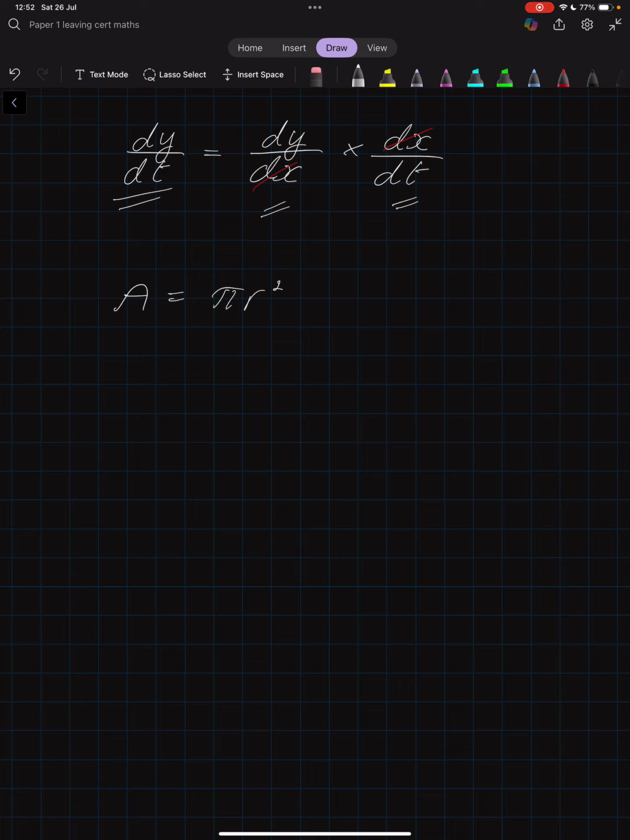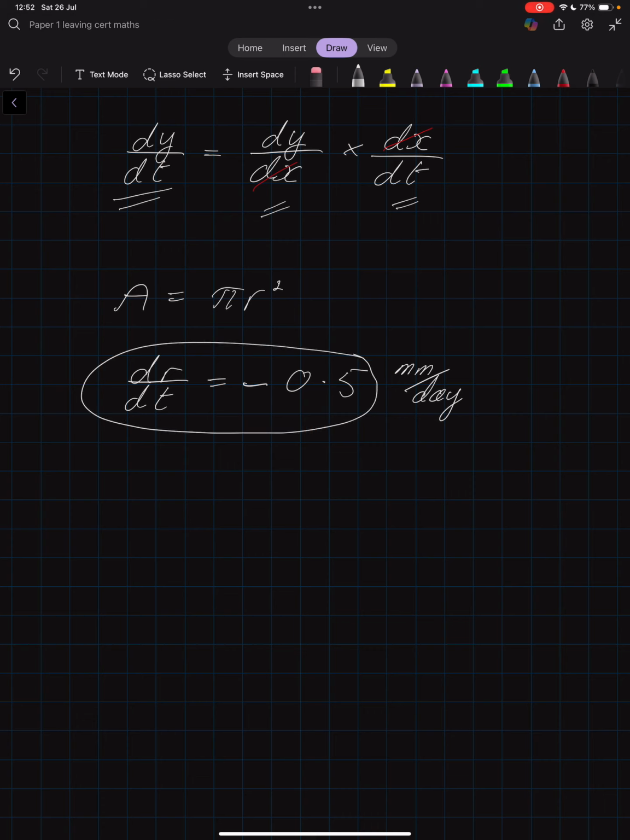So what have they given me? They've said if the radius is decreasing at a rate. So what does that mean? That means dr/dt equals what? It's decreasing, so it's minus 0.5 millimeters per day. Okay, so here they've given me this. Okay, and then they say, how fast is the area decreasing? So what are they asking for? They're asking, what is dA/dt?